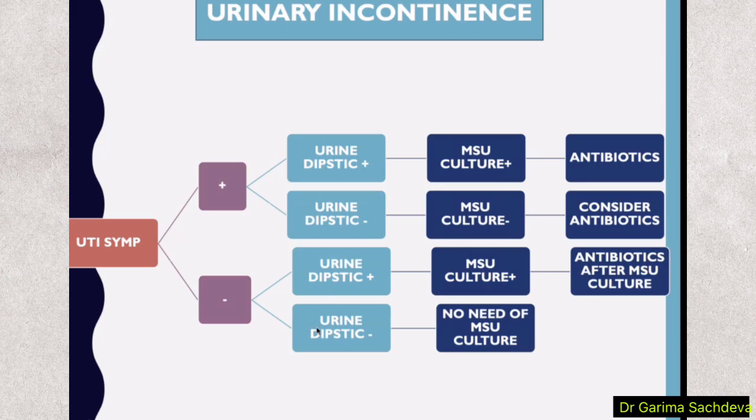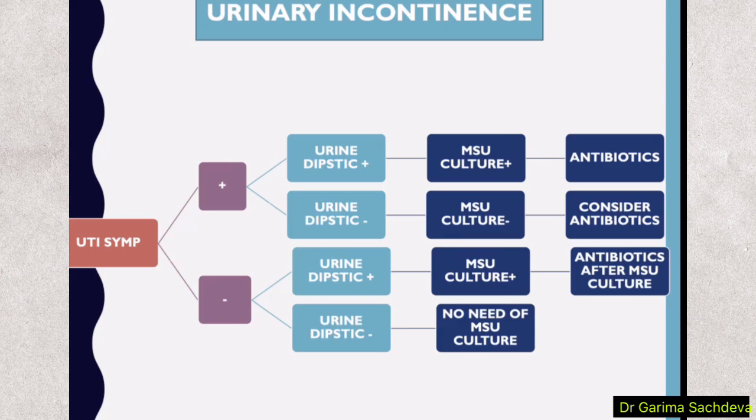And if UTI symptoms are absent, again you'll be doing a dipstick. If the dipstick is positive, then only you'll do a culture, and based on the culture you give antibiotics. If there are no symptoms and the dipstick is also negative, then you need not do the culture, and there is no need for antibiotics either. So whenever the dipstick is positive, we are going for culture.